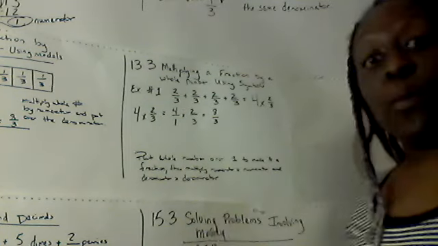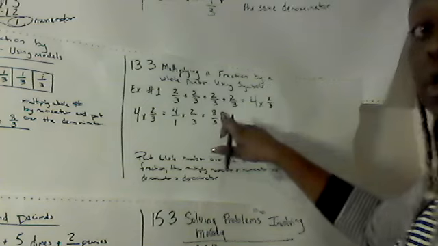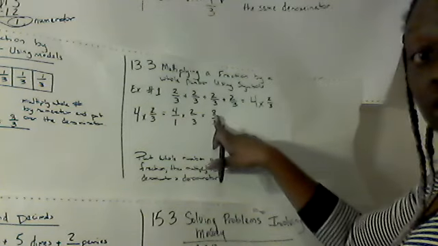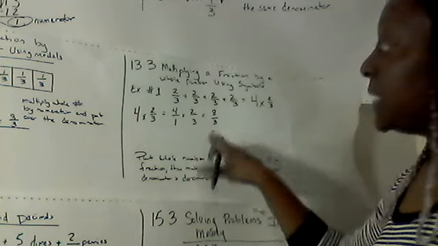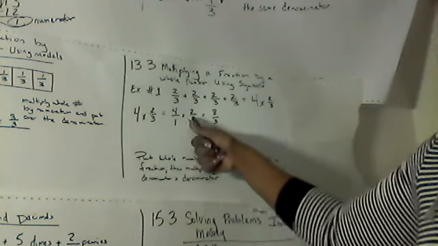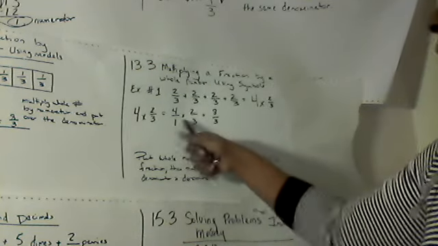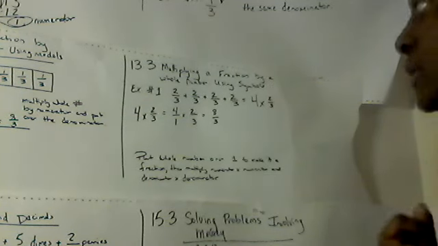And then from that point, you just multiply straight across, numerator times numerator to get your new numerator, and denominator times denominator to get your new denominator. 4 times 2 is 8, and 1 times 3 is 3. And that problem is finished.